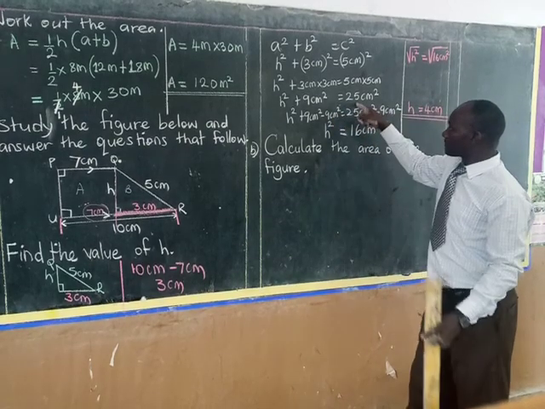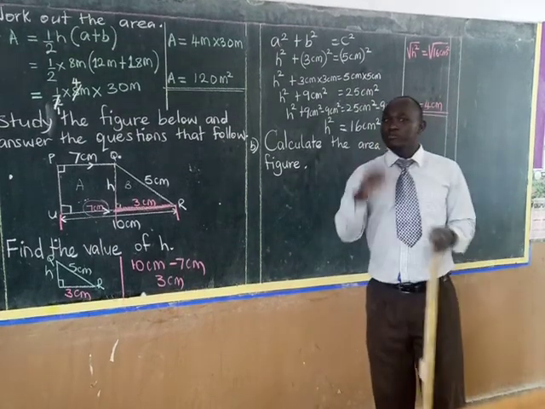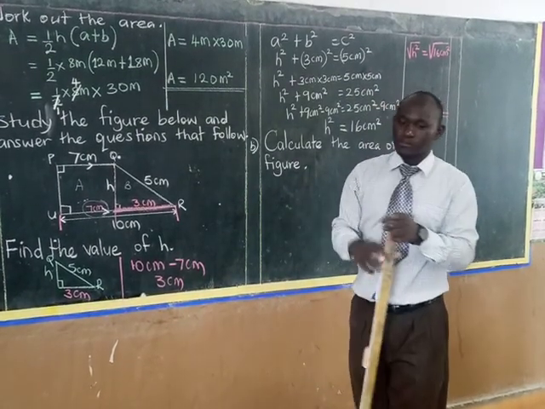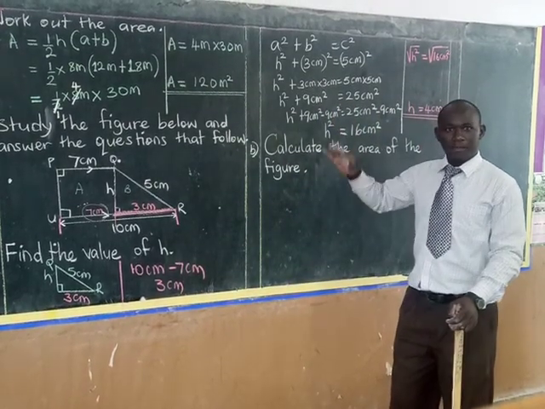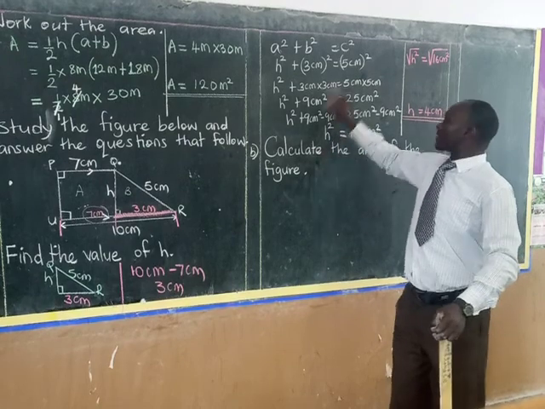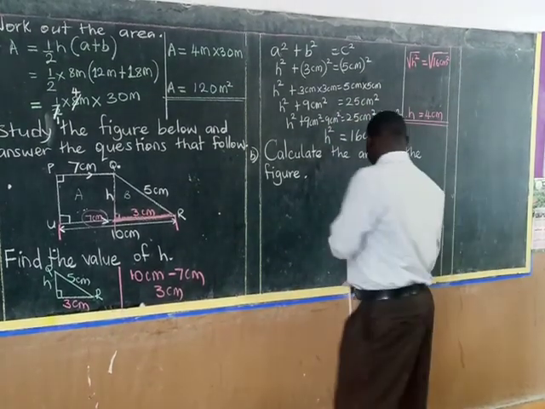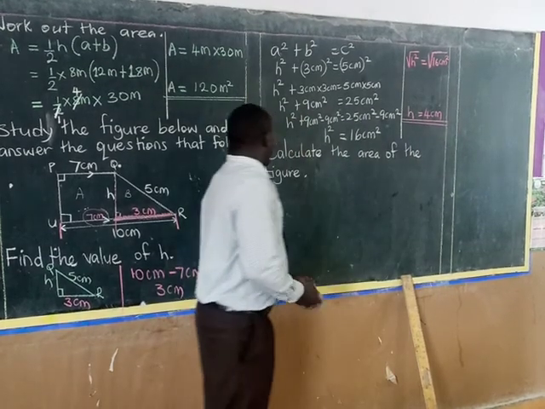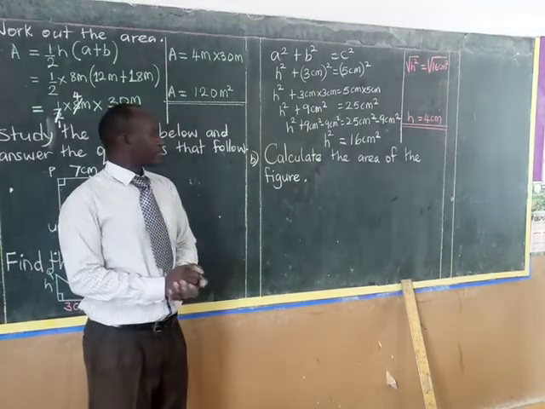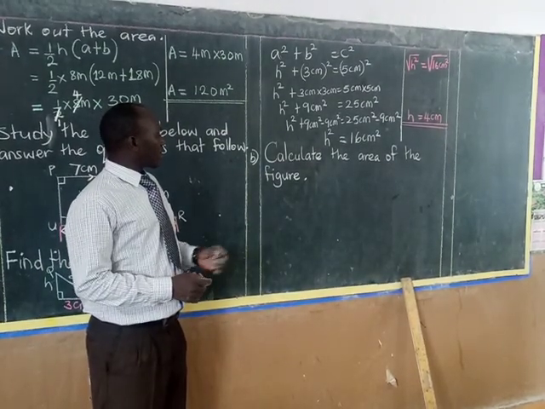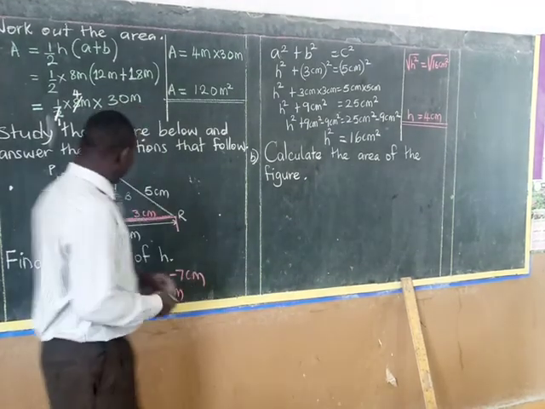In case you are getting a challenge at this point, that shows that you missed a certain lesson. So go back to lesson 2, lesson 3, and revise. Then you come back here. But if everything is okay, let's continue with the work. Now we are pushing to part B. And part B says, calculate the area of the figure. This is the figure.